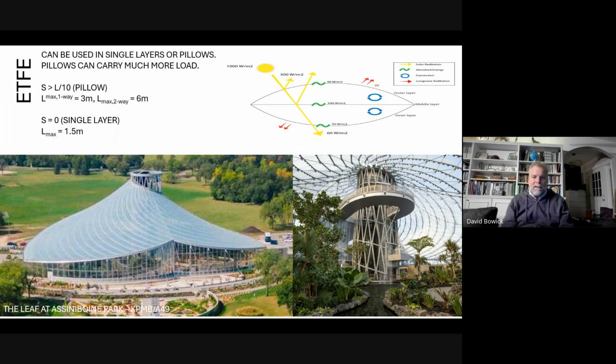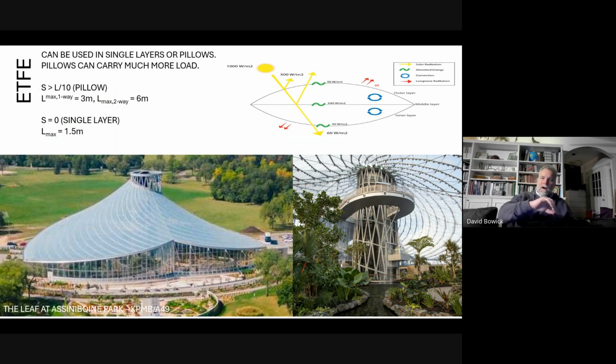ETFE is a foil. It's a fabric foil. So most fabrics consist of a structural scrim. It's a weave of very high strength polymers. And then it'll have a coating on it to keep it waterproof. ETFE is a foil. That means that there's no fibers, there's no orientation. It's just a solid material all the way through. It's a very strong foil, but very weak compared to other fabrics.